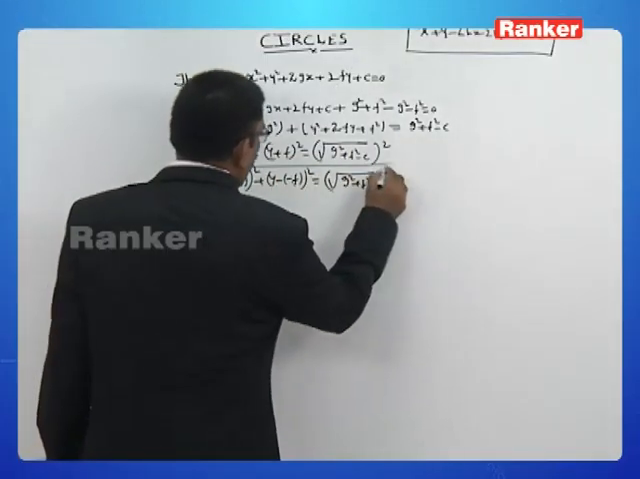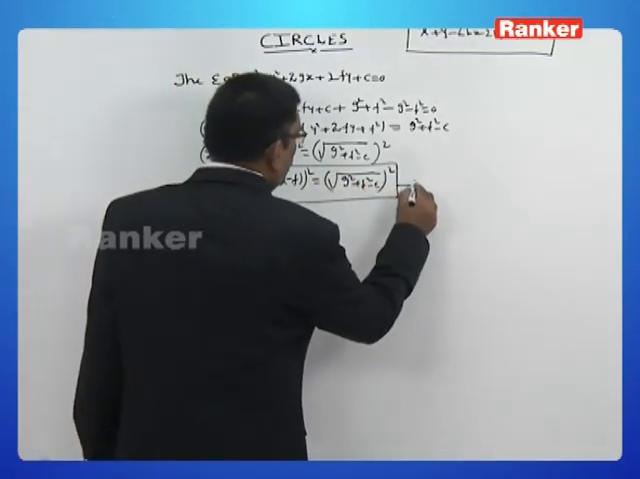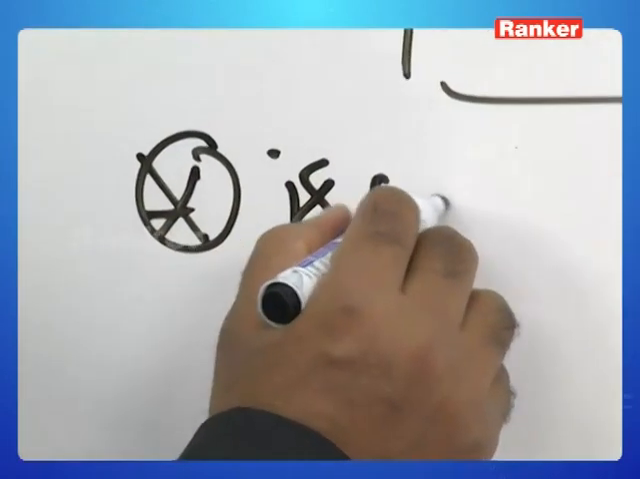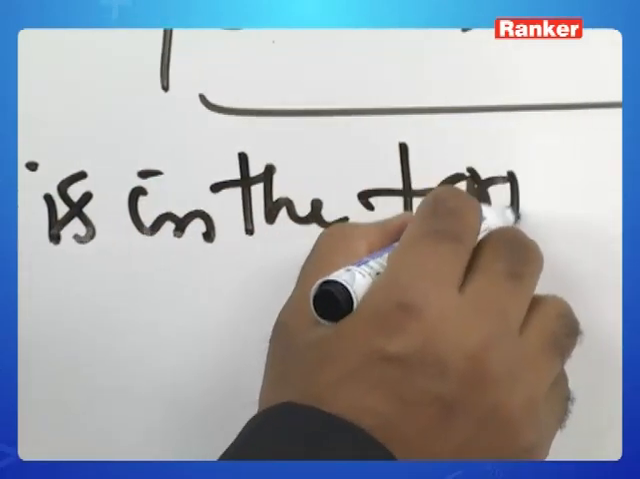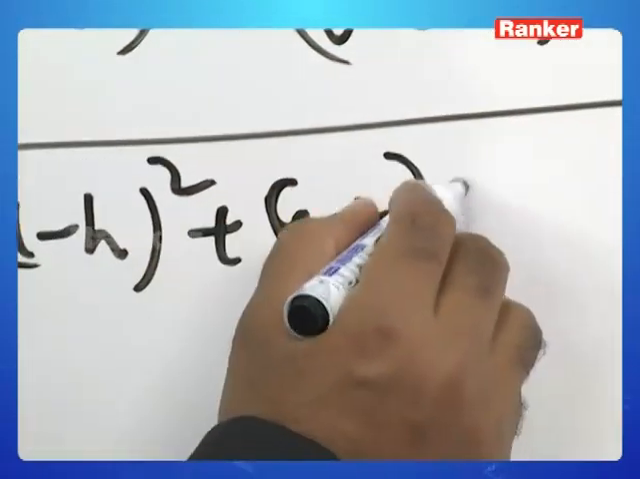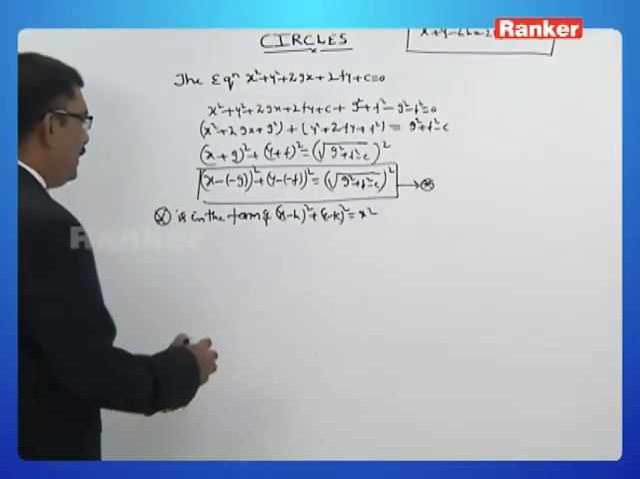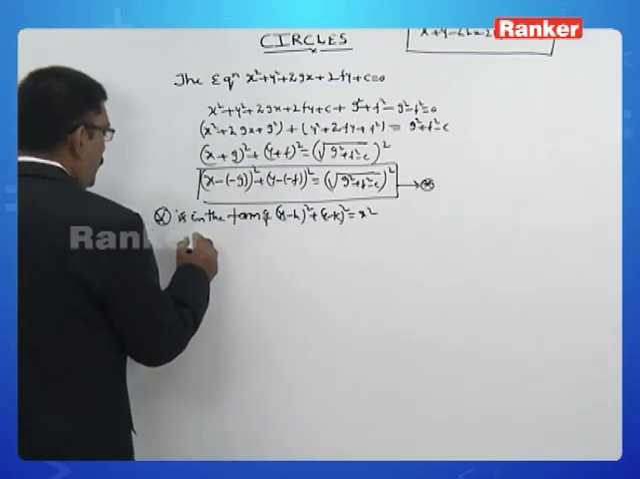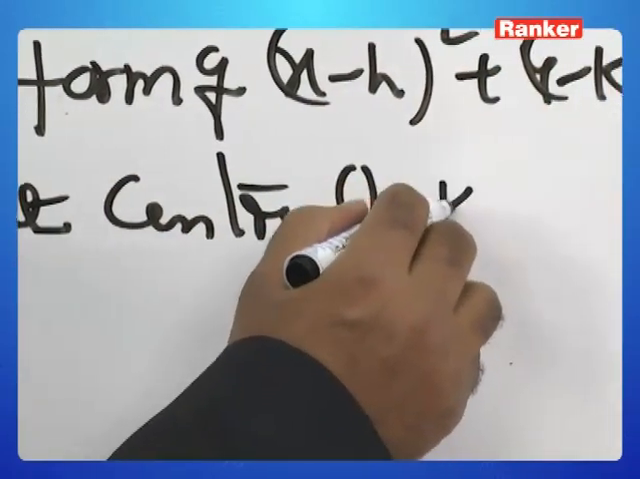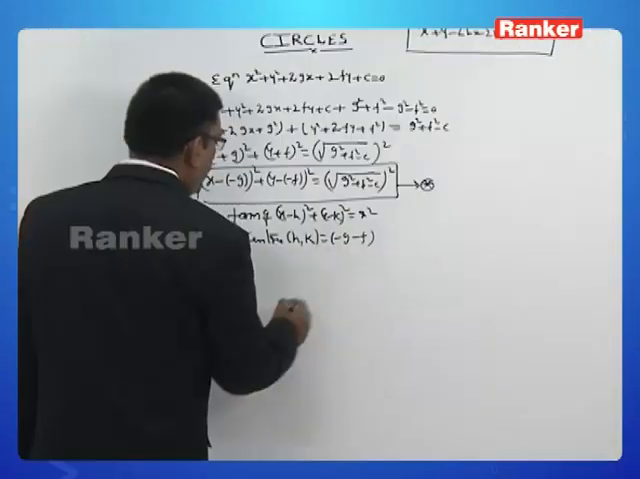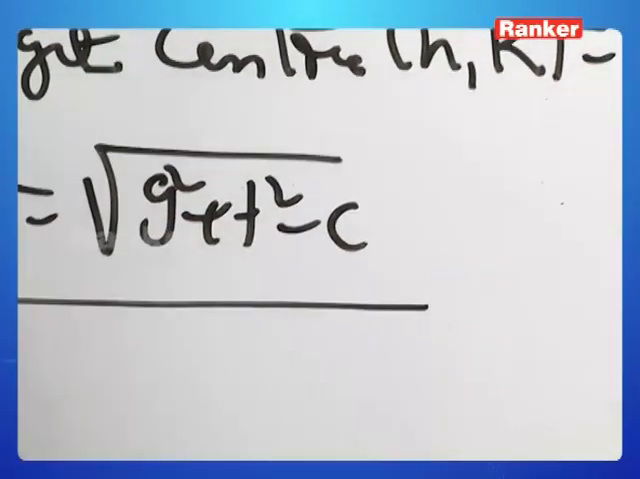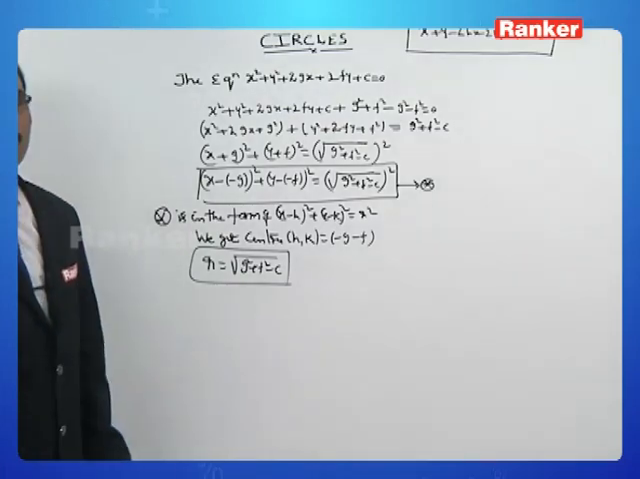Now this equation, you call this equation star. Now star is in the form of x minus h whole square plus y minus k whole square is equal to r square. So therefore you can compare this equation with this equation. We get center h comma k is equal to minus g comma minus f and radius r is equal to square root of g square plus f square minus c.